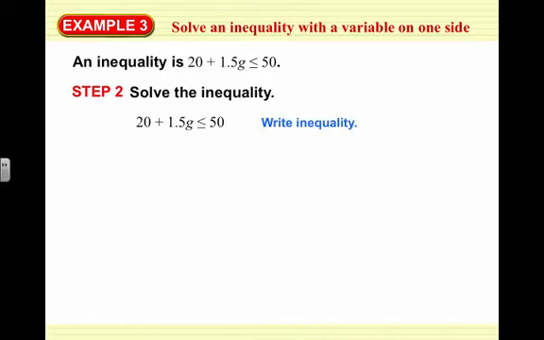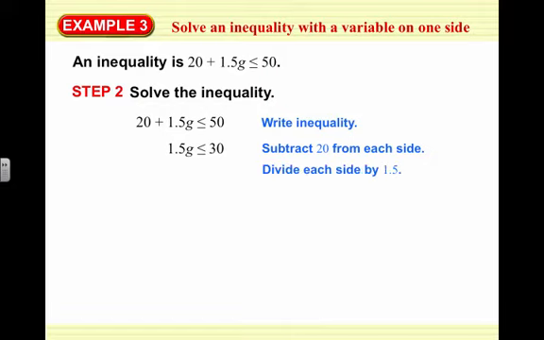Okay, so you write it down. Well, what's the first thing you actually do? Just like the first thing you do when you walk into the county fair is pay that $20, it's the first thing we're going to do. We're going to subtract 20 from both sides. And so you have $1.50 times G that has to be less than or equal to 30. Divide both sides by $1.50. So the number of times you play that game has to be less than or equal to 20.